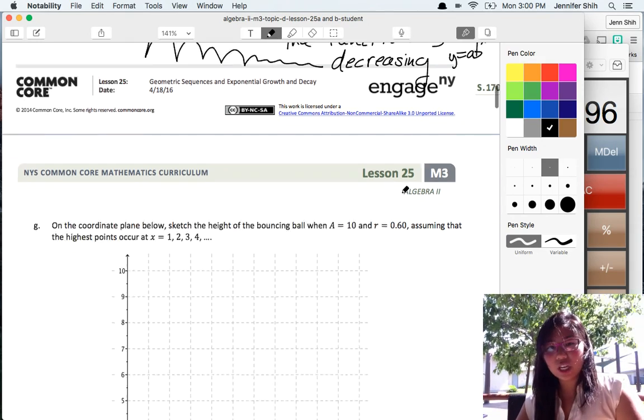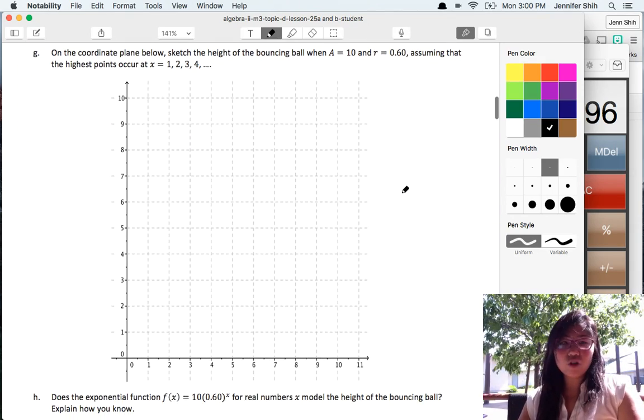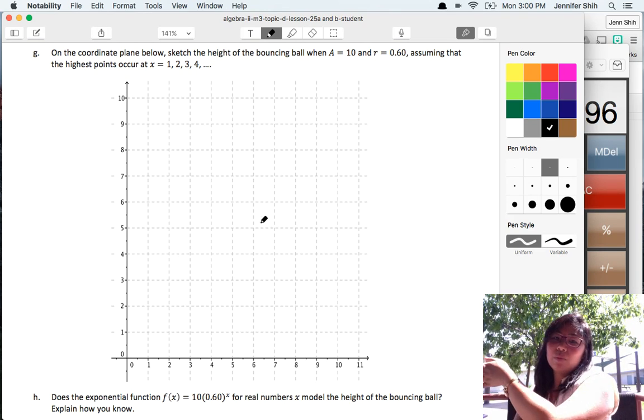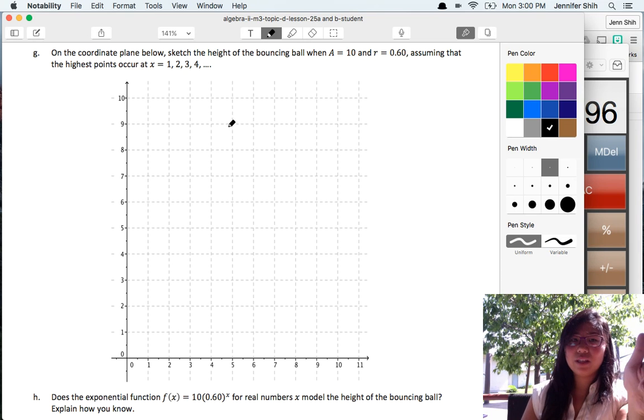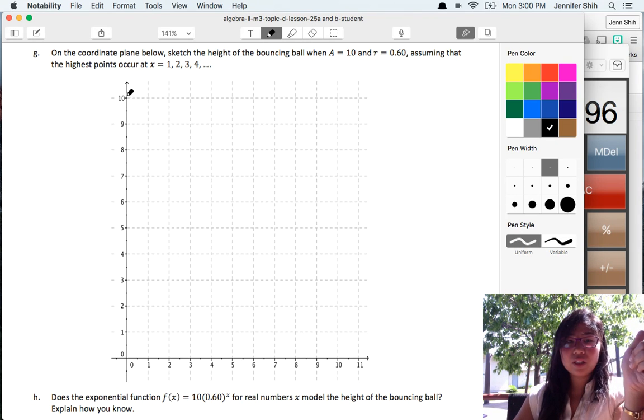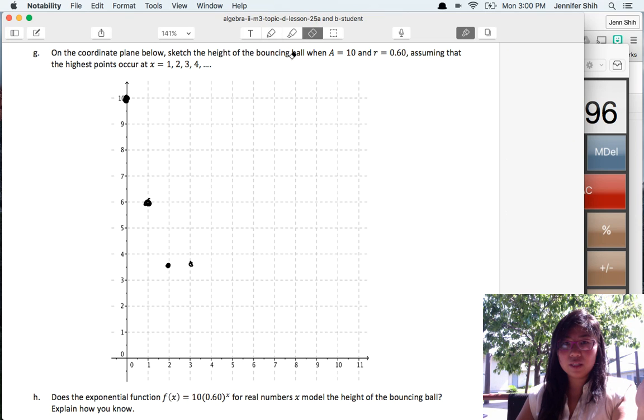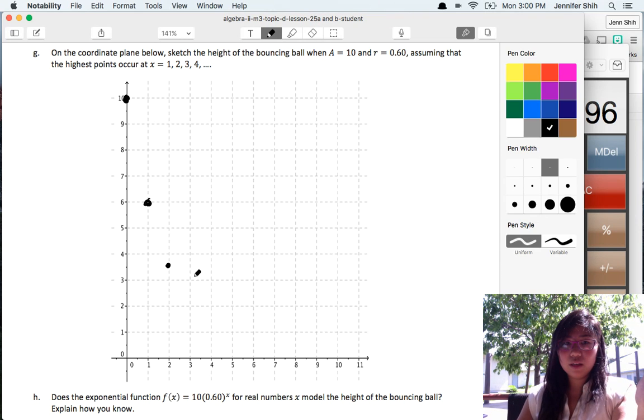Let's do some sketching. In your notebook, you should pause and just draw a quick sketch, 10 tick marks up, 10 tick marks the other way, and then we're going to graph this. We're going to start at 10, and then it went to 6 after the first bounce, and then it went to 3.6, then it went to 2.16, and it went to 1.29.